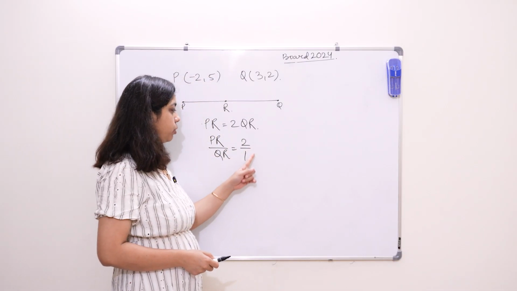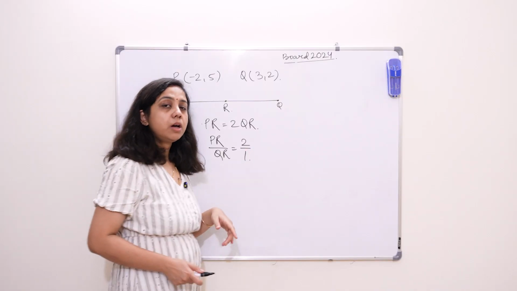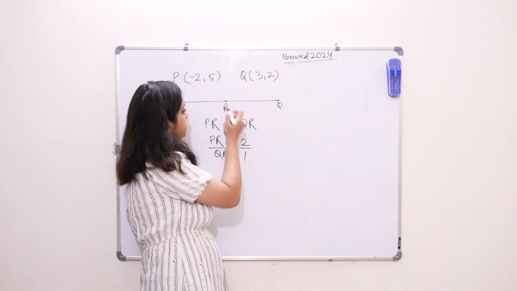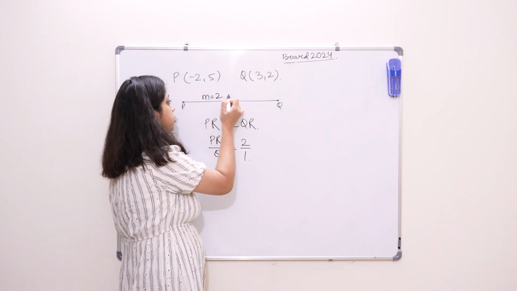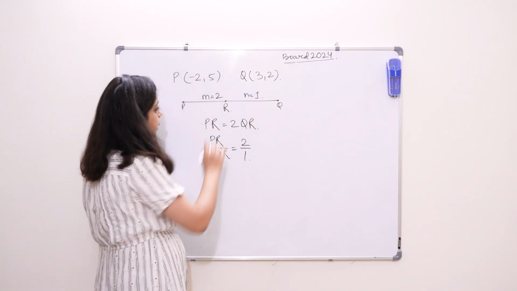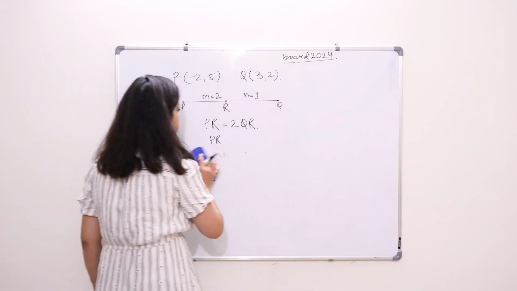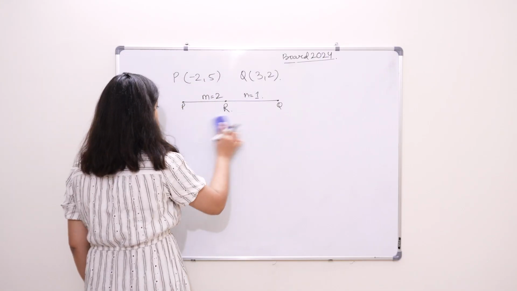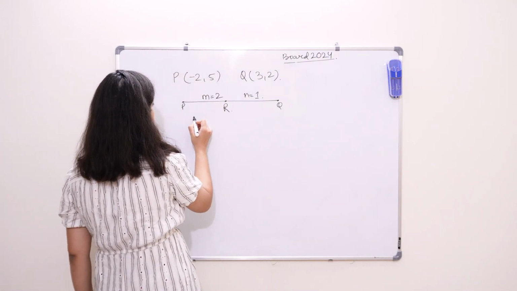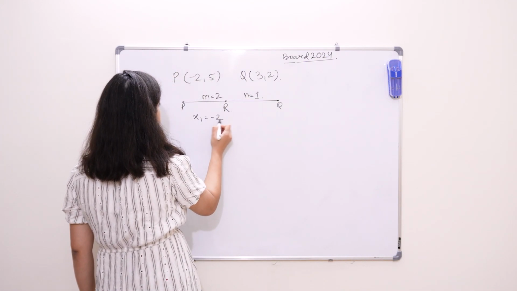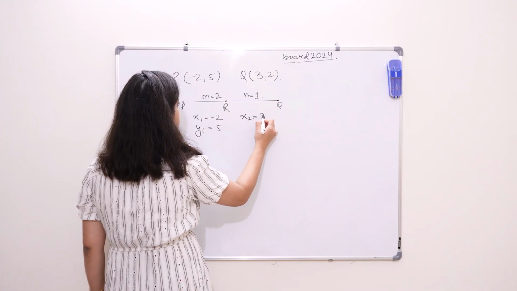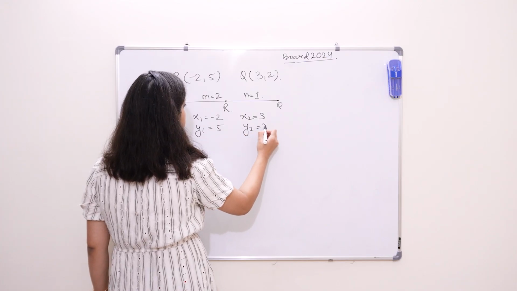पी आर बाई क्यू आर बाई का वैल्यू हमें मिल गया 2/1. 2/1 का मतलब क्या हुआ, अगर हमने इस चीज को देखा जाए तो पी आर बाई क्यू आर मतलब इसका रेशियो मिल गया मुझे, m इज इक्वल्स टू 2 एंड n इज इक्वल्स टू 1. इजंट इट सेम है, राइट. तो अगर मुझे ये रेशियो मिल गया है तो अब मुझे यहाँ पर सेक्शन फॉर्मूला लगाने में बहुत ज्यादा डिफिकल्ट नहीं होना चाहिए. तो सेक्शन फॉर्मूला लगाएंगे. हमारा x1 है, x1 is -2, y1 is 5, x2 is 3 and y2 is 2.